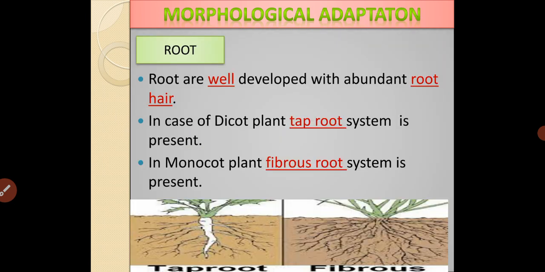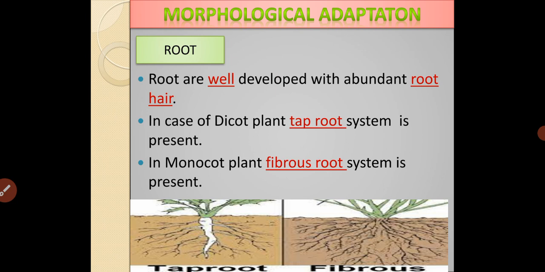These plants exhibit adaptations, both morphological and anatomical, which are as follows. Starting with the morphological adaptation. The first one is the root. Roots are well developed with abundant root hairs. In case of the dicot plant, the root system is a taproot system. In case of the monocot, a fibrous root system is present.